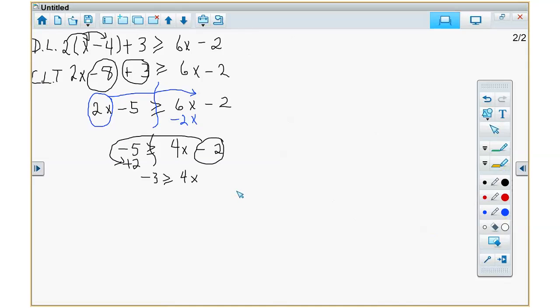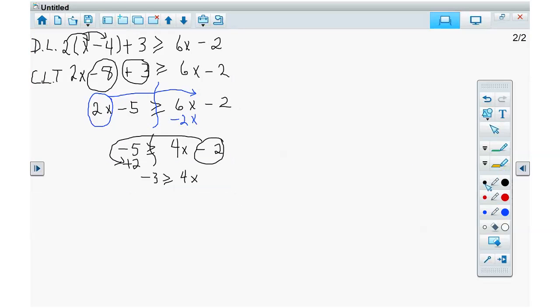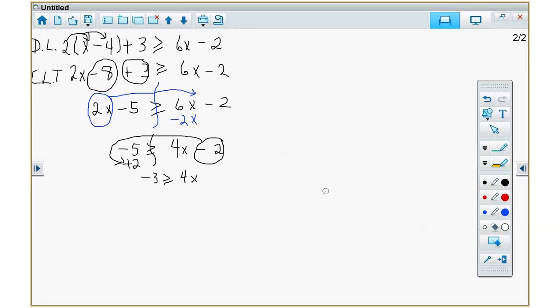Okay, so we got the same answer. I just did it the way that I used it. I hope this 4x is positive. Is it? Okay. Divide by 4. So x is less than or equal to -3/4, or -3/4 is what? Greater than or equal to x.